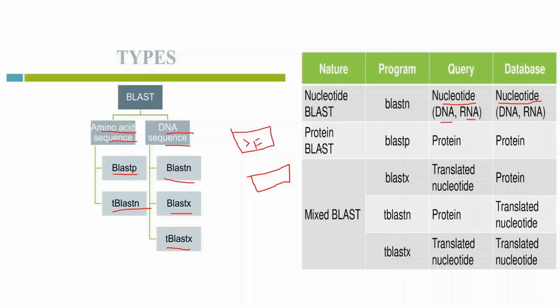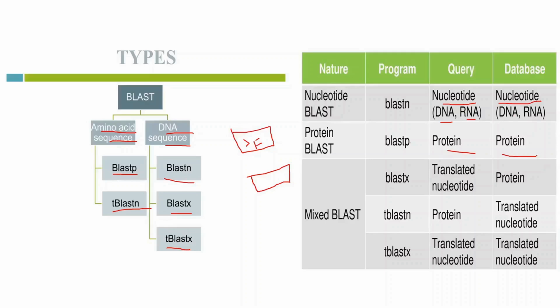The second one is BLASTP. This is the simplest form of BLAST. In BLASTP, the query sequence is protein and the database is also protein. In case of BLASTN, both are nucleotide. In case of BLASTP, both are protein. To remember: N denotes nucleotide, so both are nucleotide; P denotes protein, so both are protein.